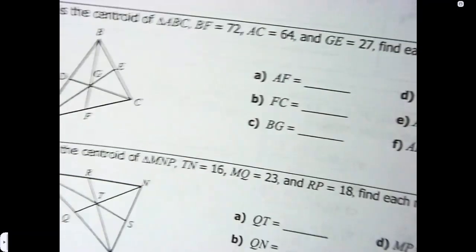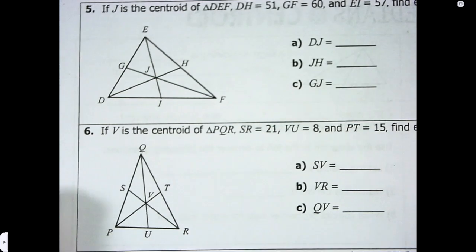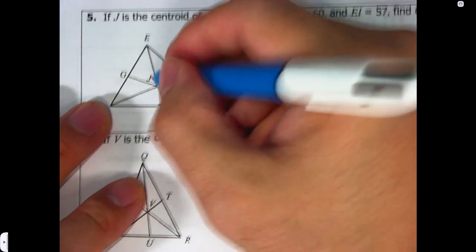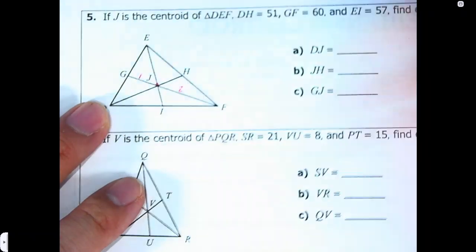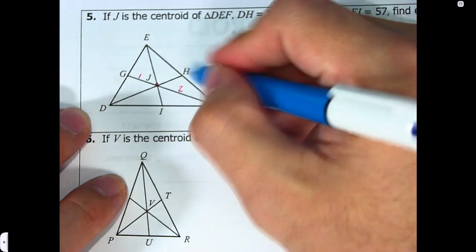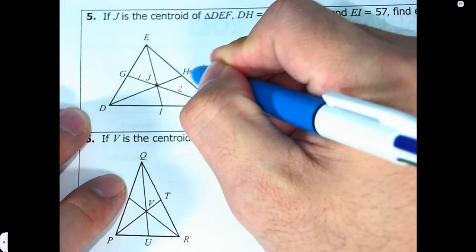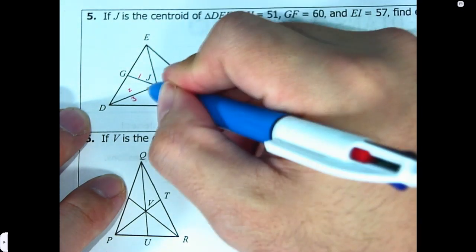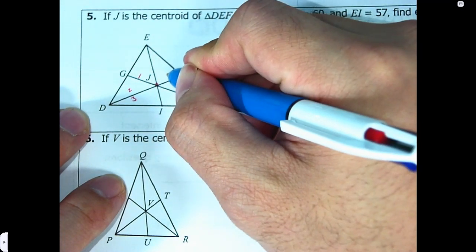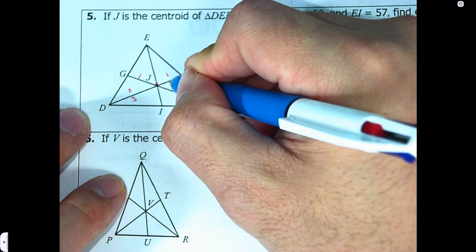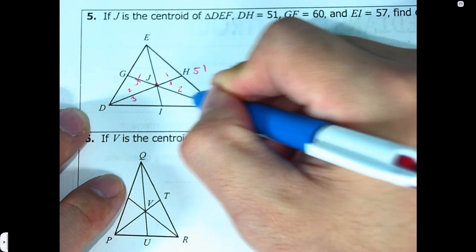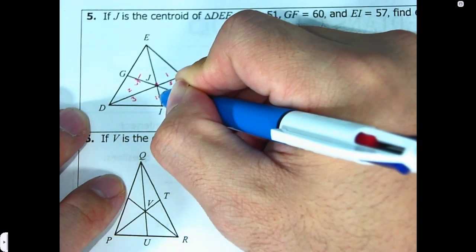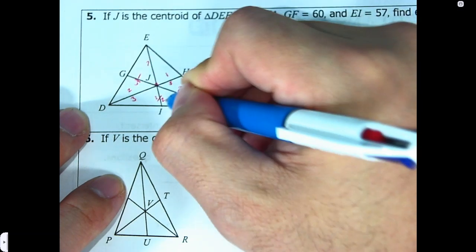Okay, all right, number 5, 6, 7, 8, and 9. So same idea to do these. Remember, since we do have a diagram, we don't have to draw it out, but we do want to label it as much as possible. J is the centroid, so this is 1 to 2. DH is 51, so D to J will be 51 times 2/3, and J to H is 51 times 1/3. Right, so this is always by thirds.